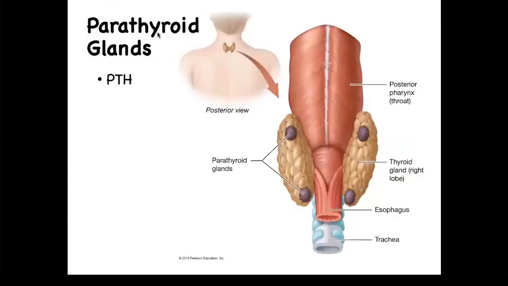Let's move on to the parathyroid glands. They will be located on the posterior surface of the thyroid gland. So these are the lobes of the thyroid gland. The parathyroid glands usually consist of 4 small clusters of cells, and they release the hormone PTH. Remember, PTH increases blood calcium levels, and this is the main hormone involved in regulating your blood calcium.